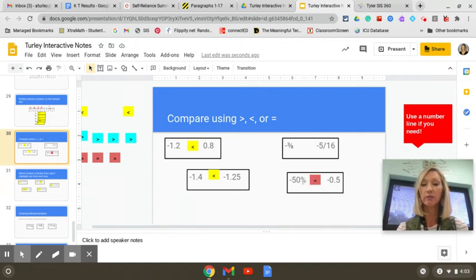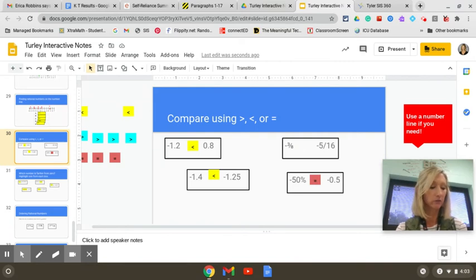Down here, we have a negative 50% and a negative 0.5. So when you have a percent and you have a decimal, they're both negatives. So I'm changing in my head 0.5 to a percent by moving it 2 times to the right. So this would also be a negative 50%. So those are equal.